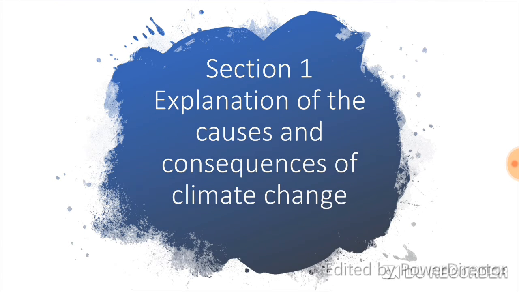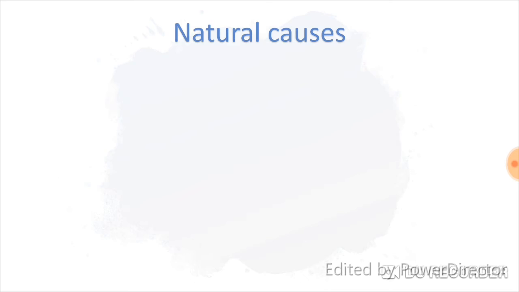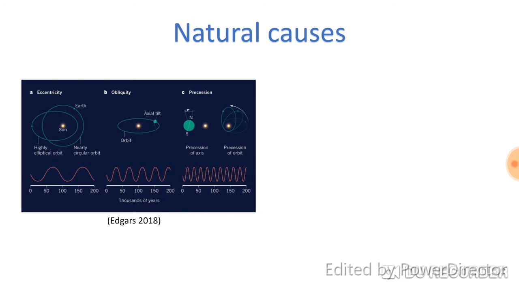The natural causes. Orbital changes and the Milankovitch theory explain the three cyclical changes in the Earth's orbit and tilt. These changes occur over hundreds of thousands of years. Earth's orbit changes every 100,000 years, the tilt changes every 41,000 years, and wobbling on the axis every 23,000 years.